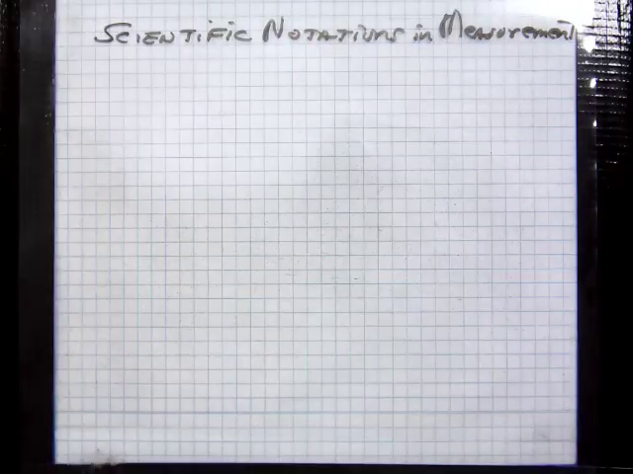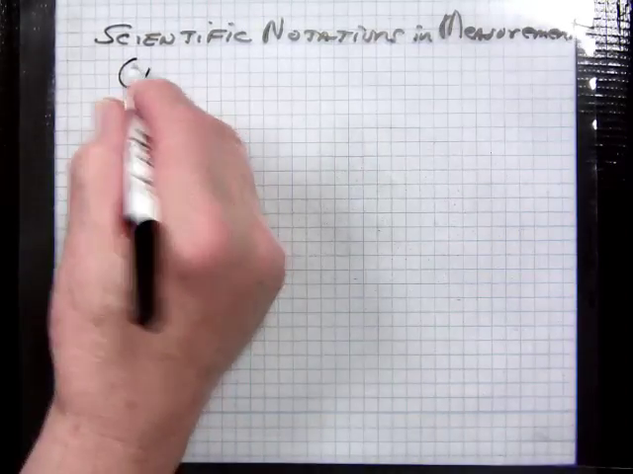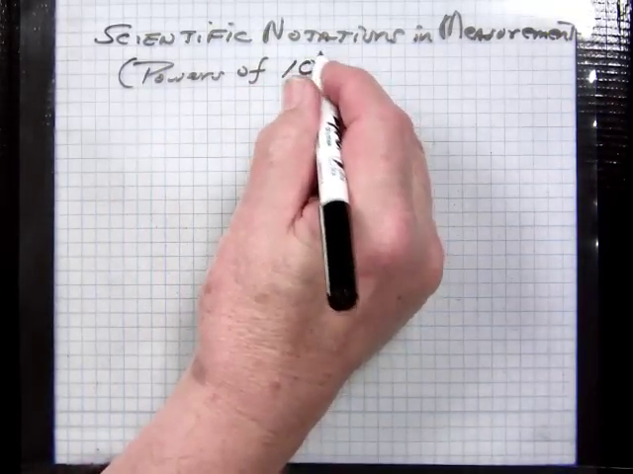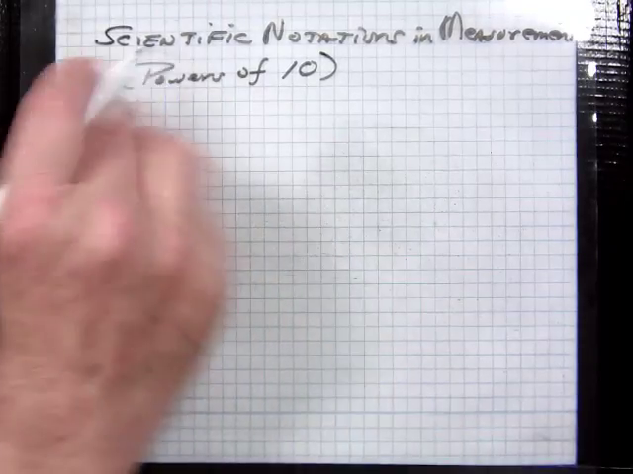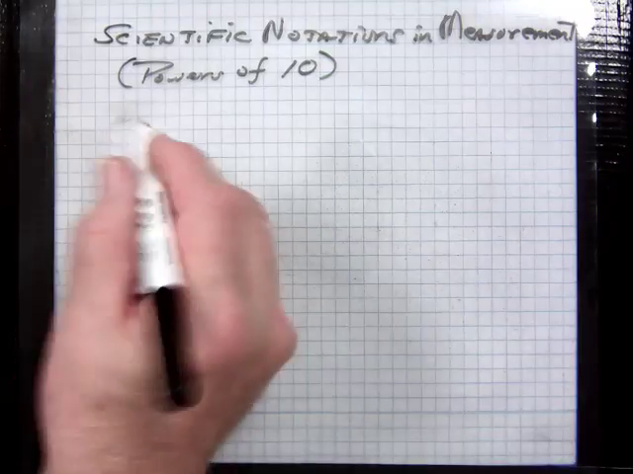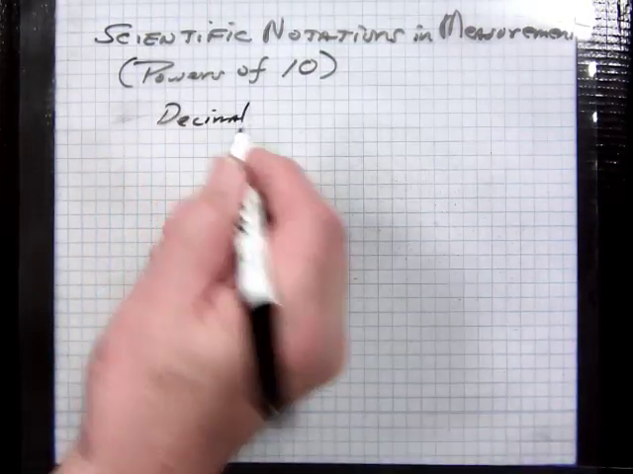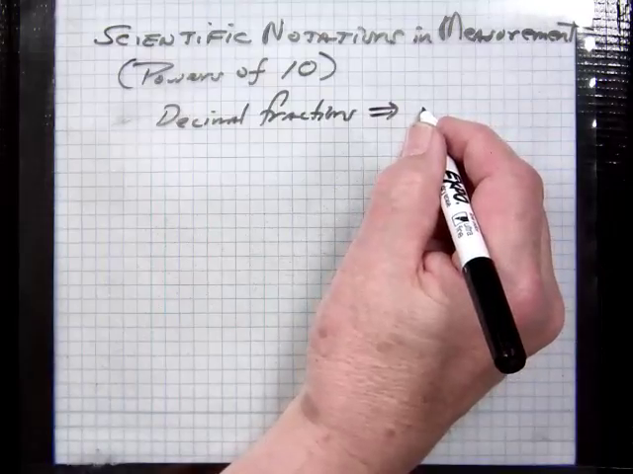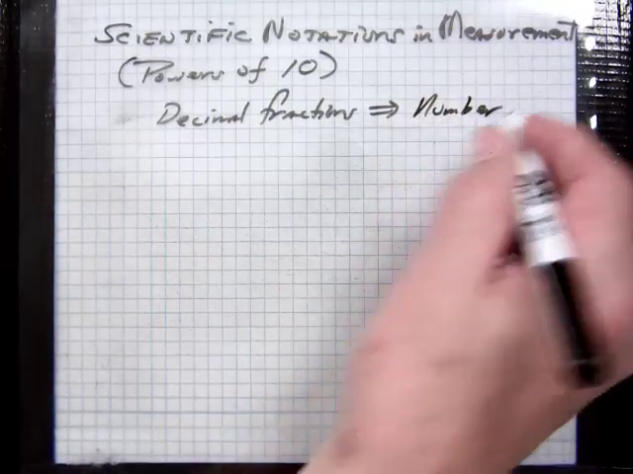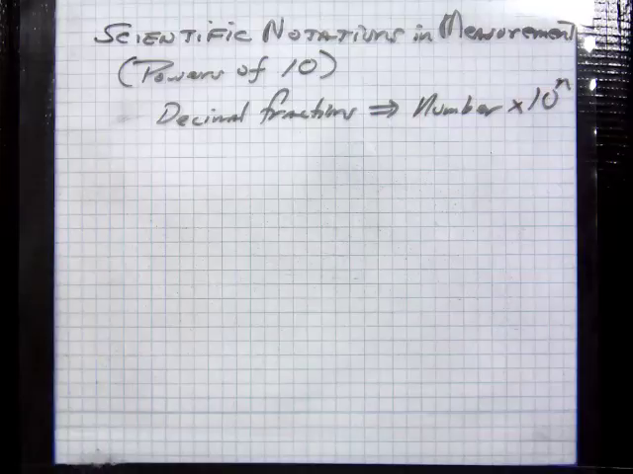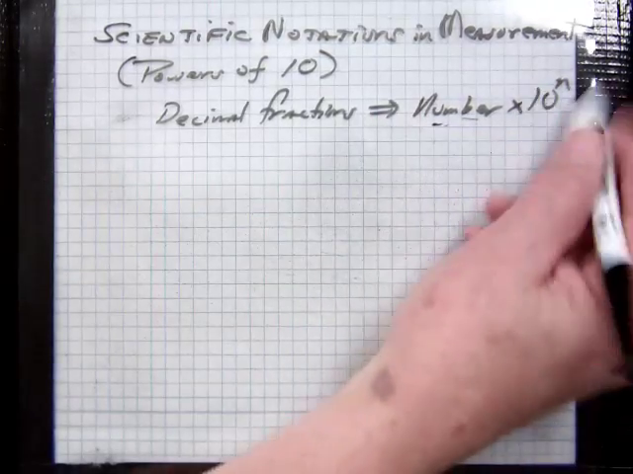And so we discussed scientific notation. They are powers of 10. And when we talk about that, we're talking about expressing decimal fractions that are less than 1, or numbers that are greater than 10. So we're talking about some number times some power function.